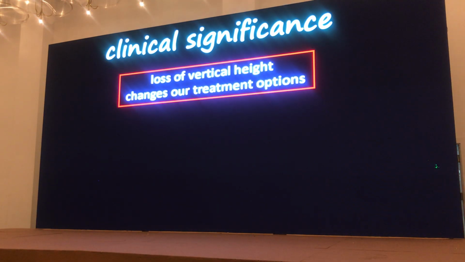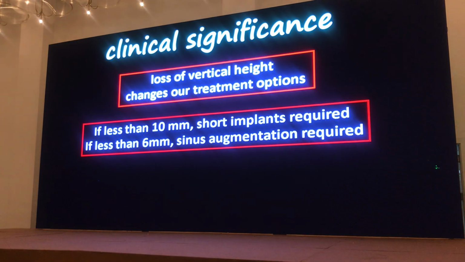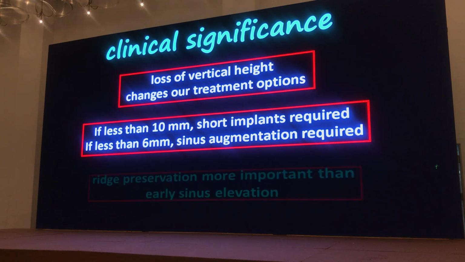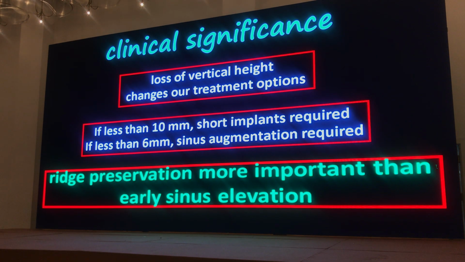So what's the significance of this? When you lose that vertical height of bone, that changes your treatment plan, right? Because if you have less than 10 millimeters, now you have to put in a short implant rather than a regular implant. If you have less than 6, now you need some kind of sinus augmentation. So what this means is you don't have to do the sinus graft quickly. What it means is you have to do the ridge preservation procedure quickly to prevent that loss of bone.